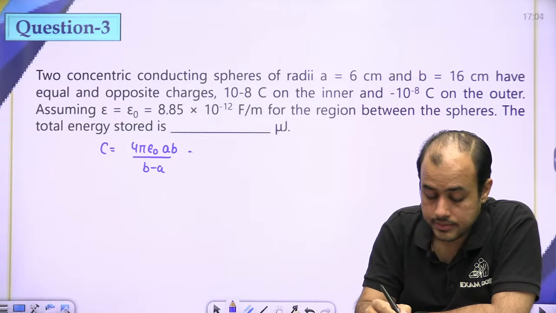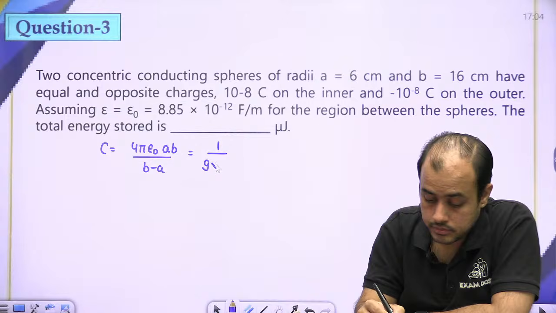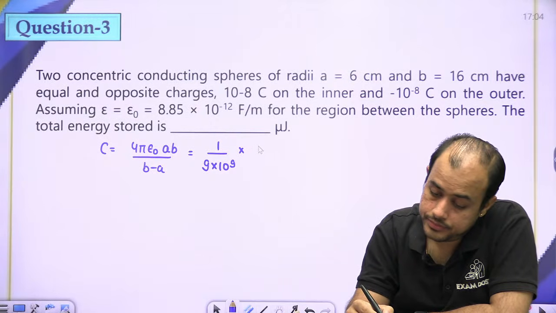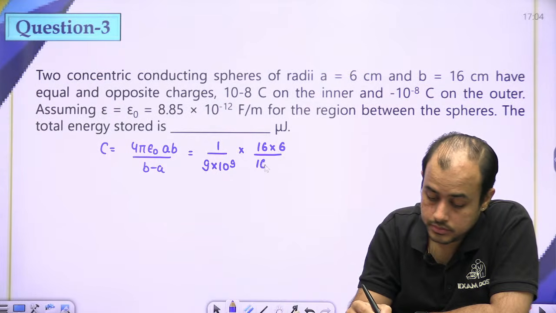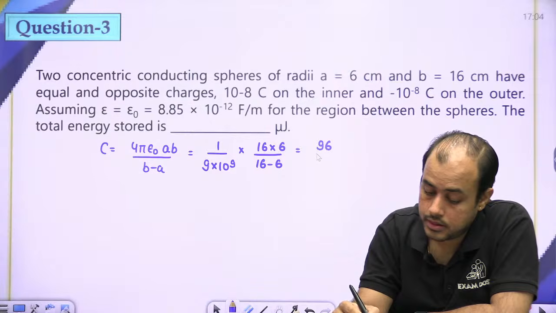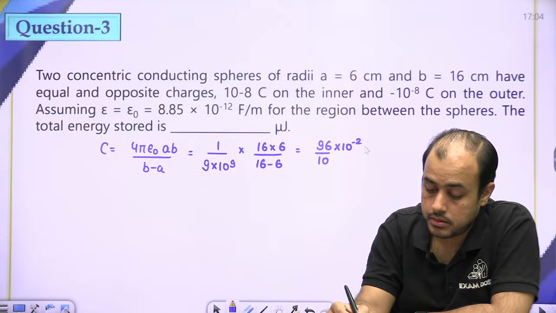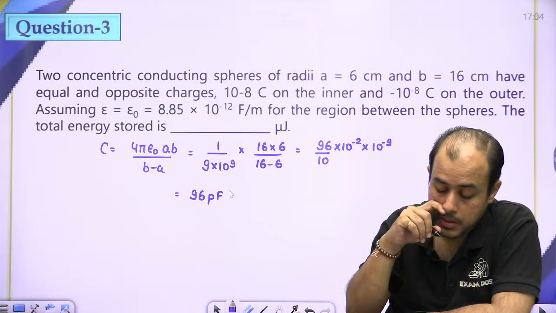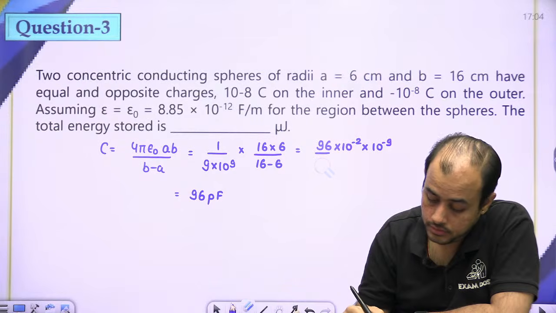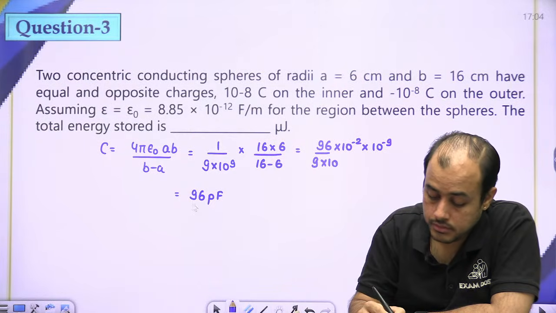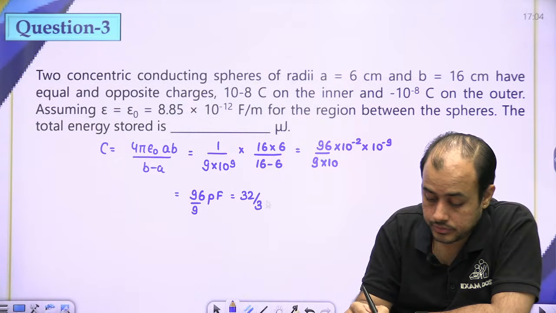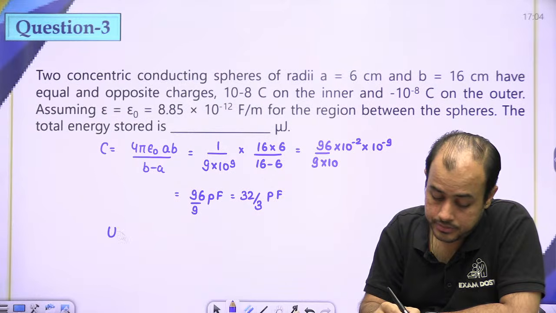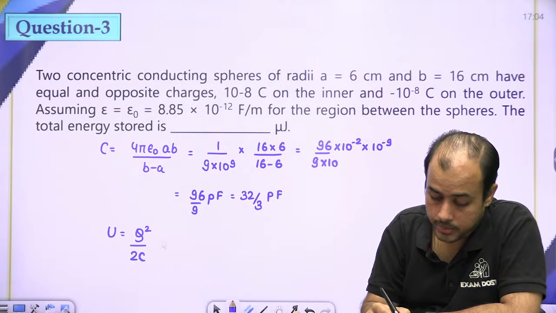This is the capacitance. Okay. AB means 96/10, 96/9. Okay, why 10 to the power -2? Because this is in centimeter. Now energy is Q square by 2C.